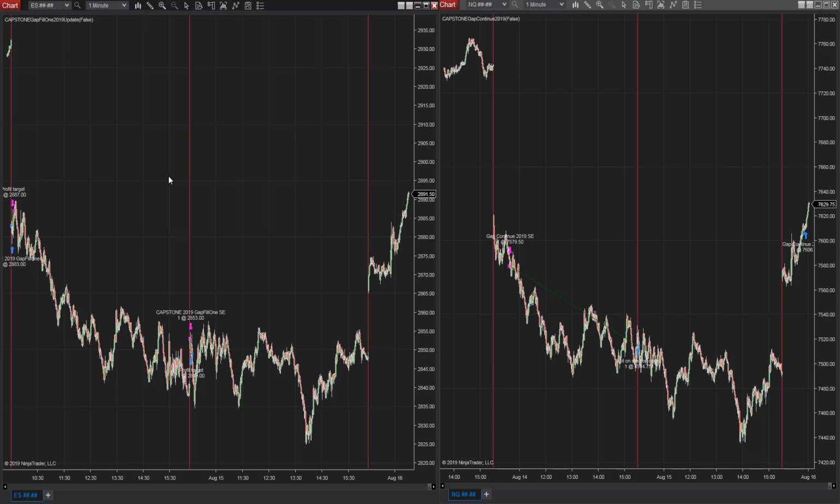Gap fill. This is Gap fill 1. We talked about this yesterday. It's already in the members area. Here's Gap Continue. These are updates from the original book. And here is Gap Continue 2019.